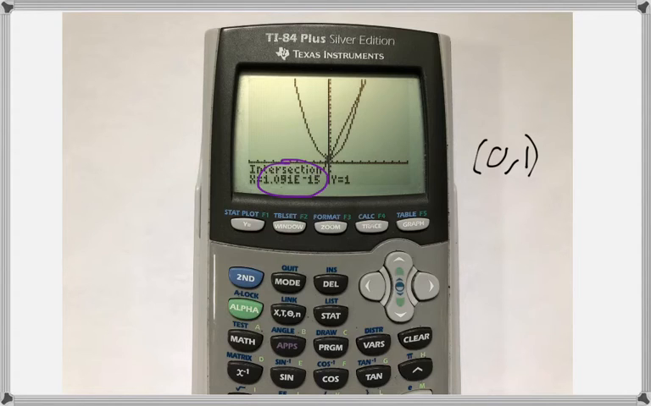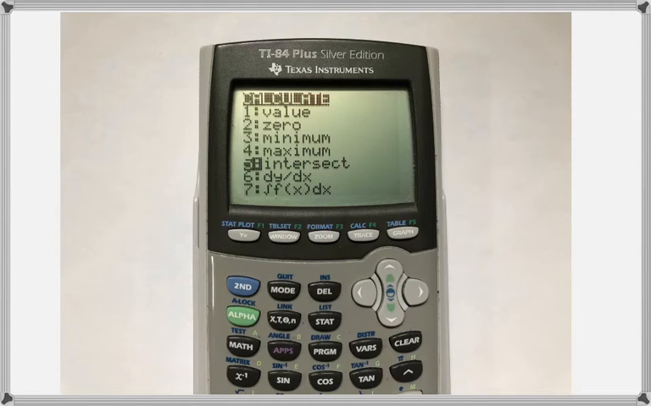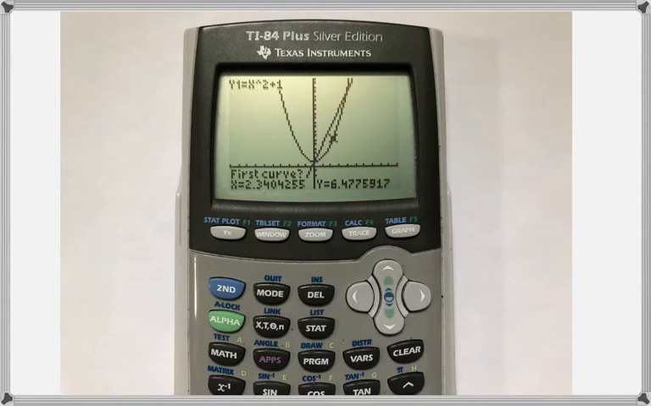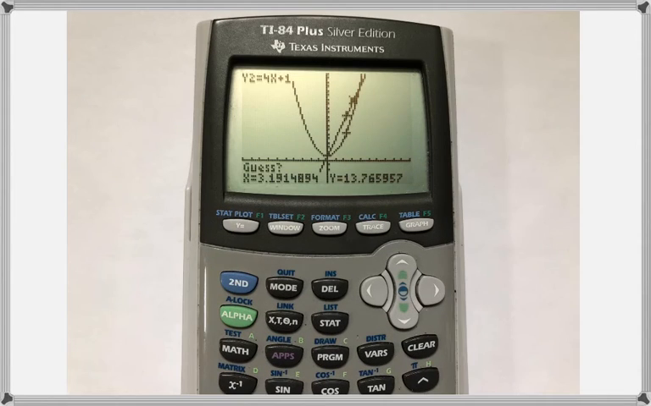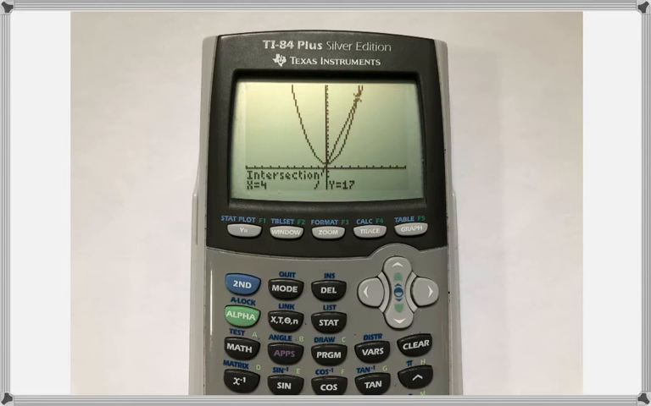Then I need to find the second intersection point. So press intersect. First curve, second curve, those are both the same as we did before. Then the guess needs to be closer to that second intersection point. Again, left and right navigate the current line or curve. Up and down change which graph you're on. So if you make the guess, then you get 4, 17.